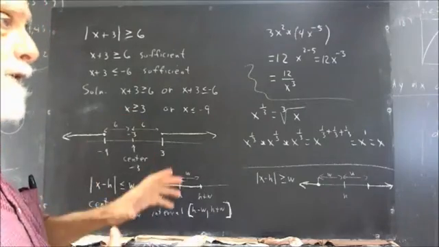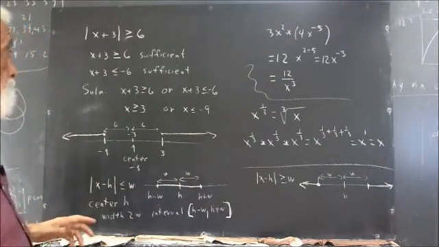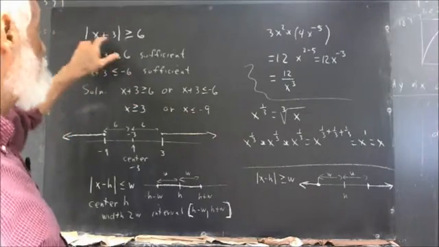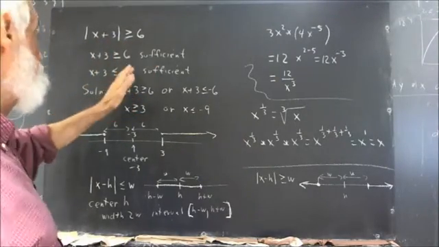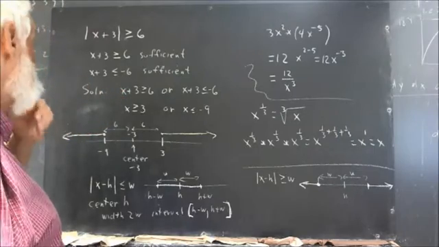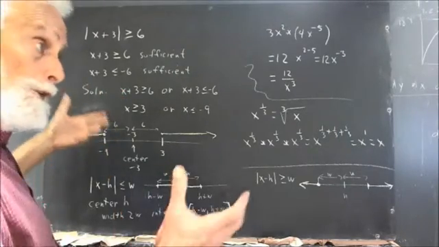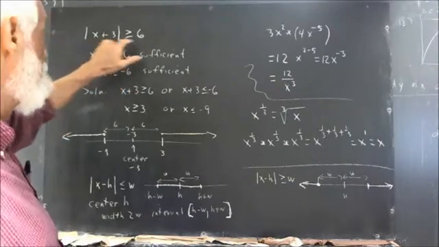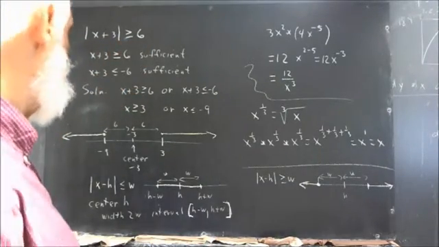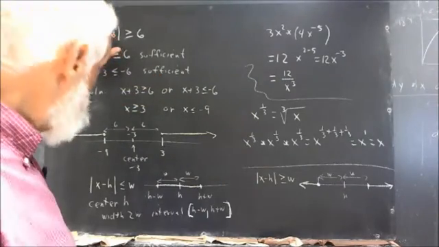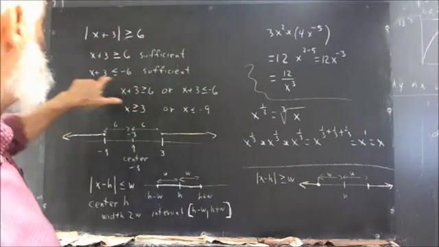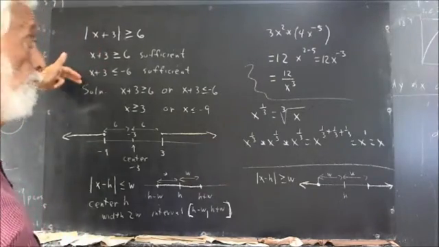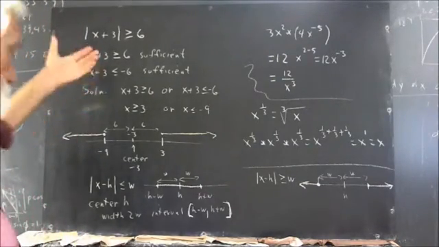But it's not the only thing that can satisfy this condition, because if x plus 3 is less than or equal to negative 6, this also holds, because anything less than negative 6 is going to have an absolute value greater than 6. So if x plus 3 is less than or equal to negative 6, you again satisfy the inequality. So it could be either this or this. So what do we have?